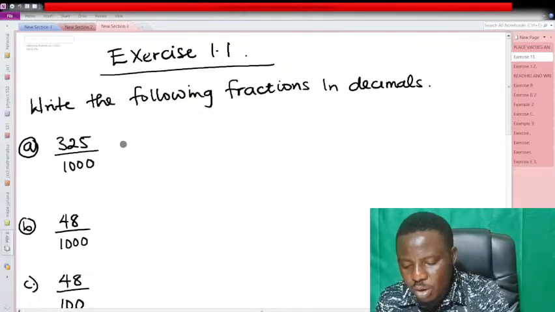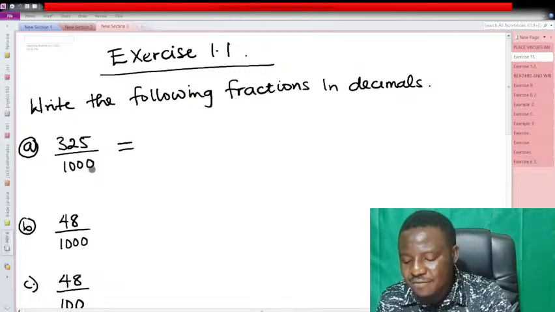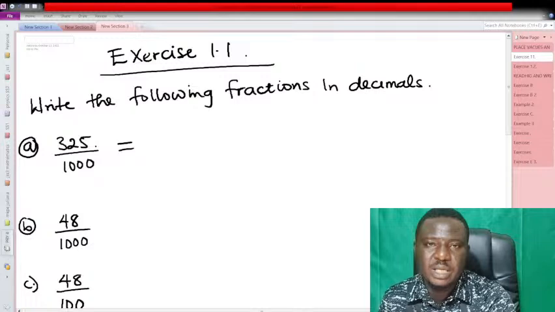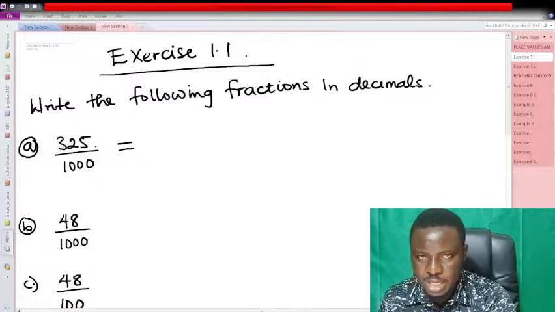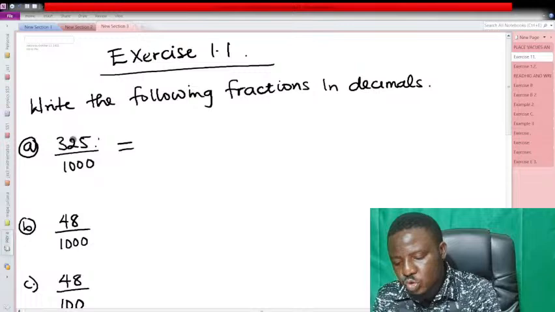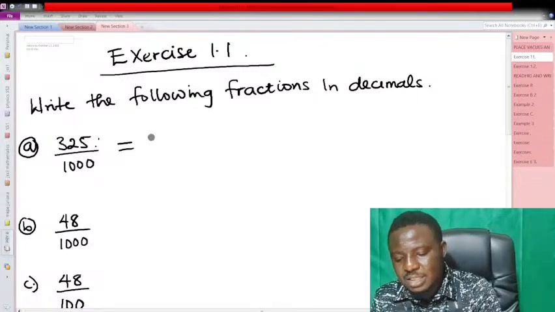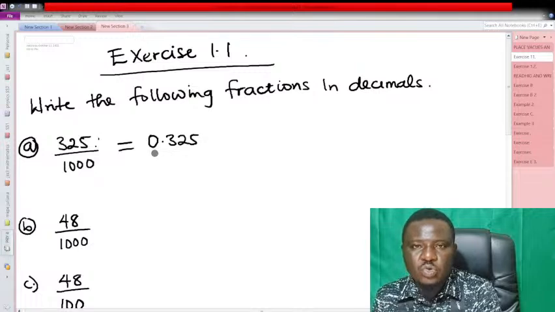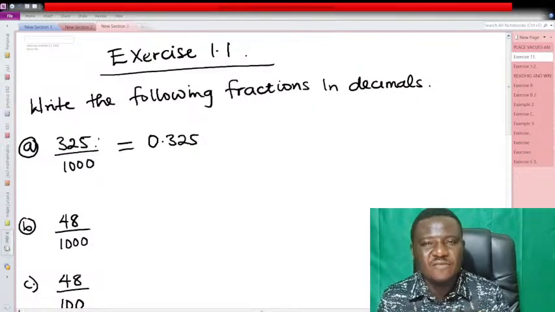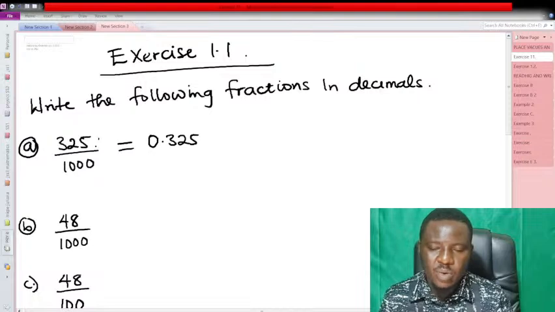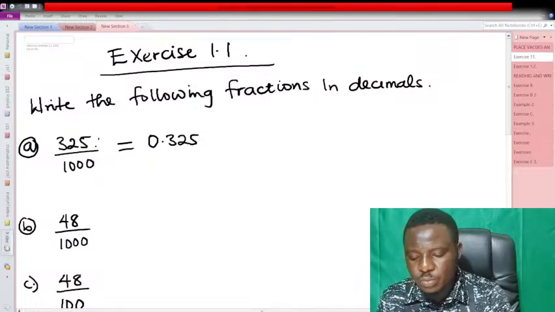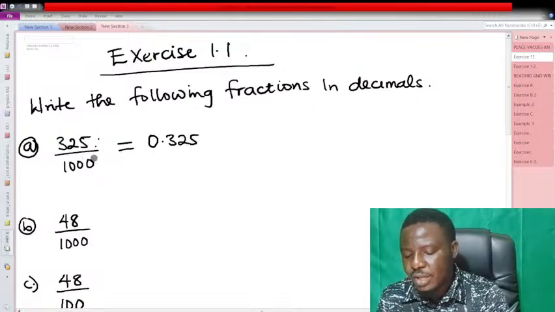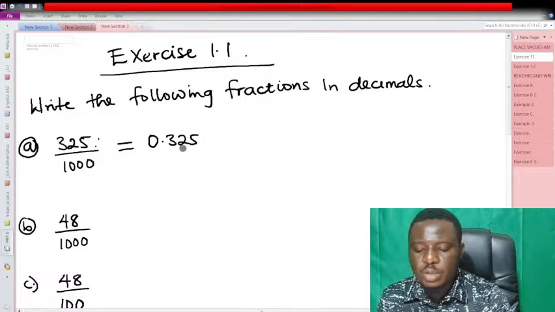I'm going to do number 1A for you. Okay, since I have 3 zeros and the decimal point is said to be at this point, I'm going to move it 3 times to the left, and this is said to be 0.325. Now I'm adding this 0 so as to indicate that we don't have any value in the whole number part, while it is just a fraction. So 325 divided by 1000 is said to be 0.325.